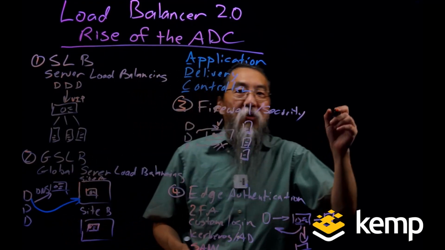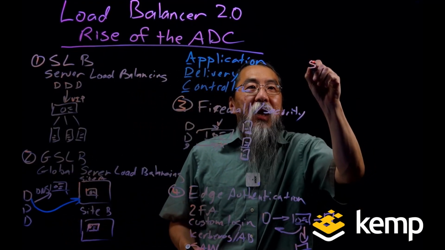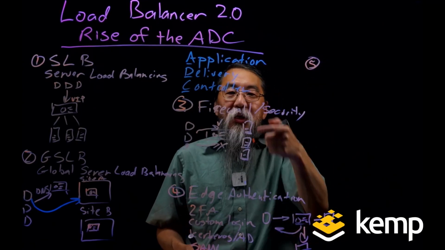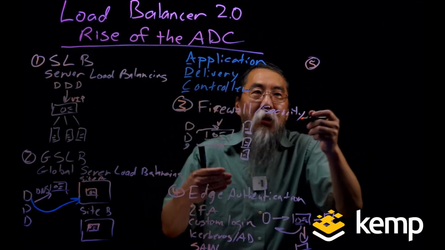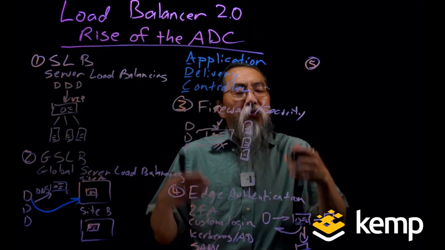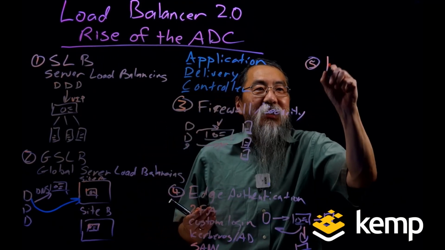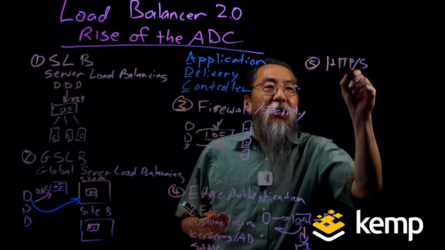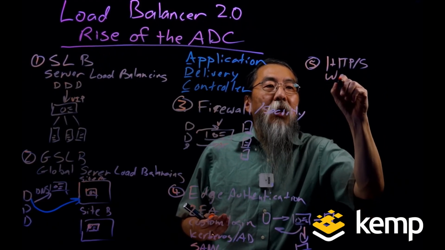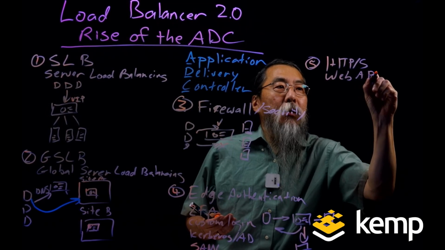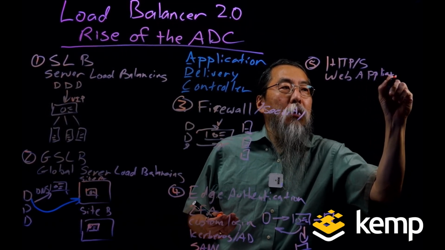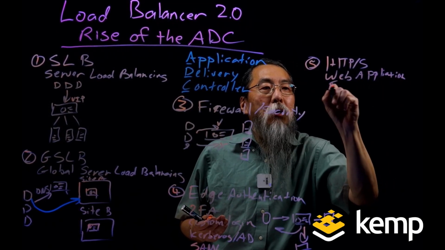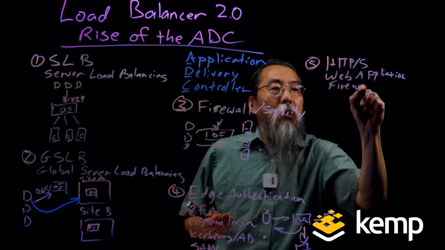Let's see if I have room on the screen. I'm going to add 5. So we do security already at a network layer, but the most popular protocol and really the dominant protocol on the internet is HTTP/HTTPS. So let's include the ability to do web application firewall, or WAF.